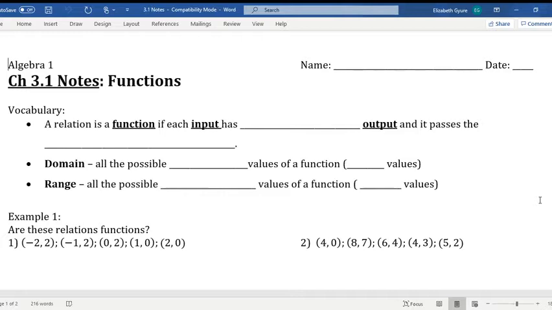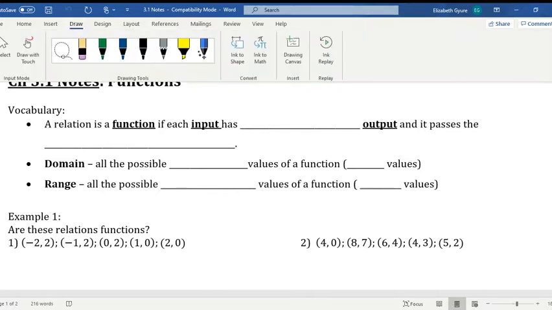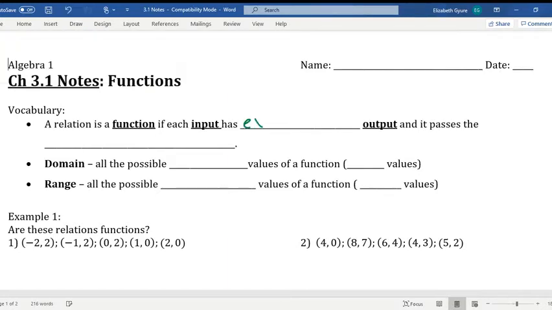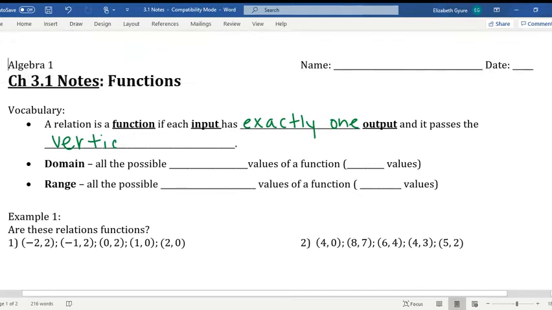So some vocab. A relation is a function if each input has exactly one output. And it passes what we call the vertical line test.